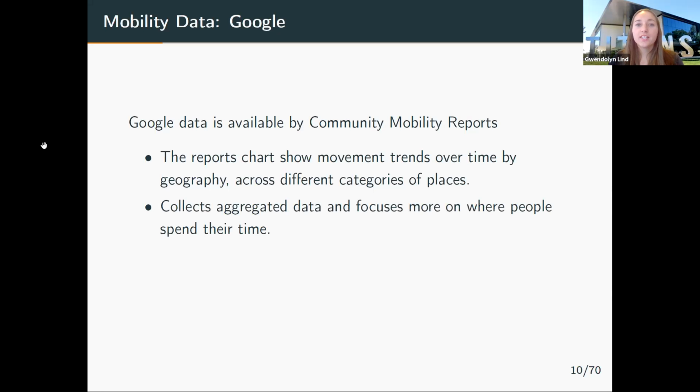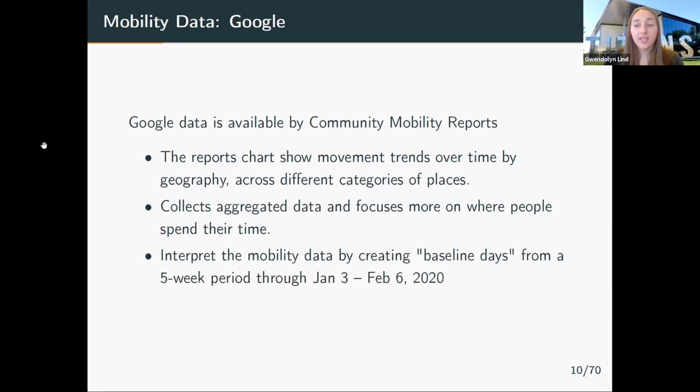How's the data collected? So Google collects aggregated data, meaning from multiple sources, and it focuses more on where people spend their time. So data is collected from your phone when you give permission to share your location under Google Location Services.